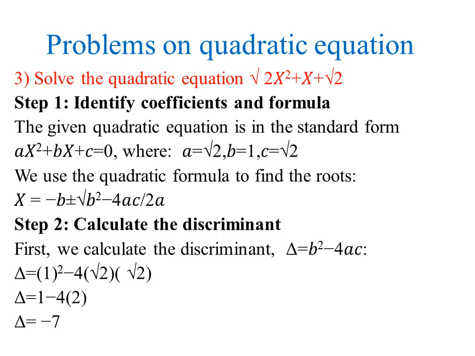And here we use the quadratic formula to find the roots, that is x is equal to minus b plus or minus root of b square minus 4ac by 2a. In step 2, we have to calculate the discriminant, that is delta is equal to b square minus 4ac. Therefore, delta is equal to 1 square minus 4 root 2 into root 2. That is delta is equal to 1 minus 4 into 2. Therefore, delta is equal to minus 7.